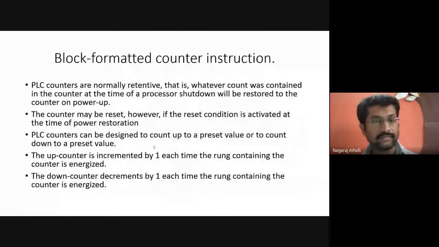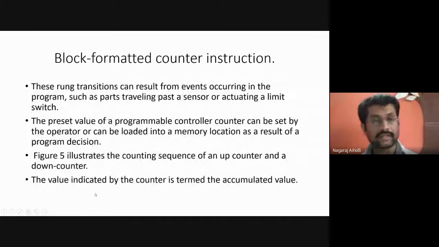The up counter is incremented by 1 each time the rung containing the counter is energized. The down counter decrements by 1 each time the rung containing the counter is energized. This we have covered. Then the preset value of a programmable controller counter can be set by the operator. Either the user can store it, or the program can take the decision what the preset value should be, that can be stored into the counter.